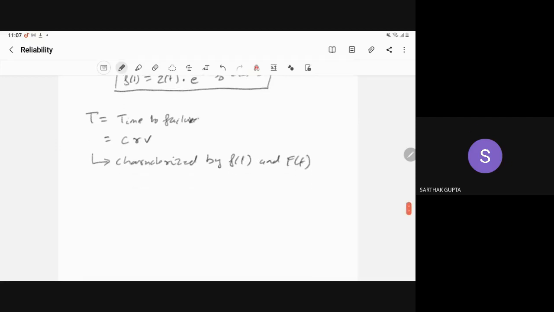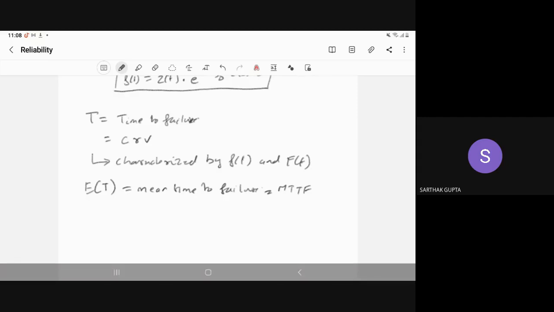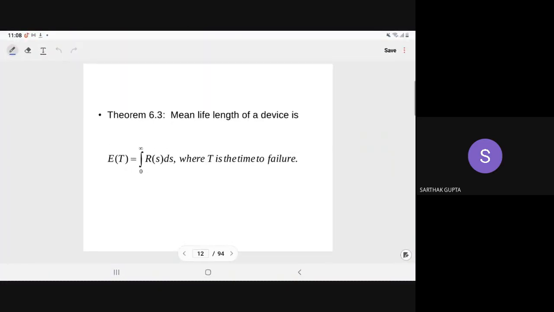So if it is a continuous random variable, we can compute its expected value. Expected value means it is the mean of time to failure. So it is known as the mean time to failure, or commonly we call it MTTF. MTTF is nothing but the mean time to failure of a device, and it is given by the theorem as integral 0 to infinity R(s) ds.